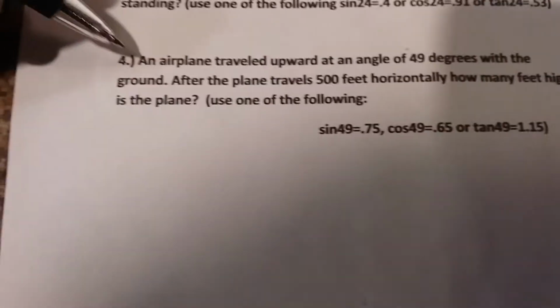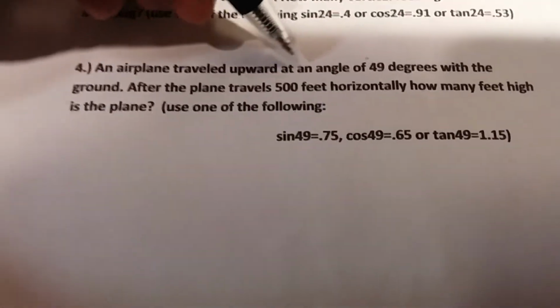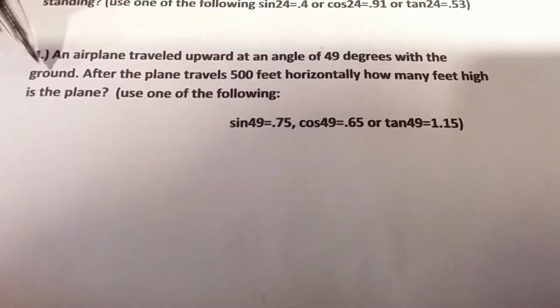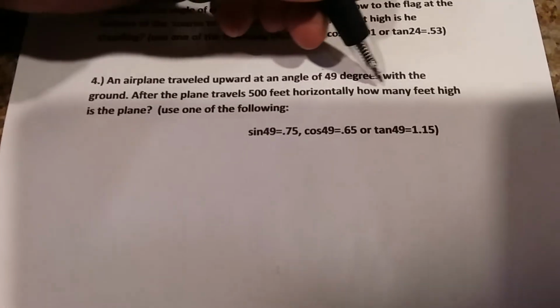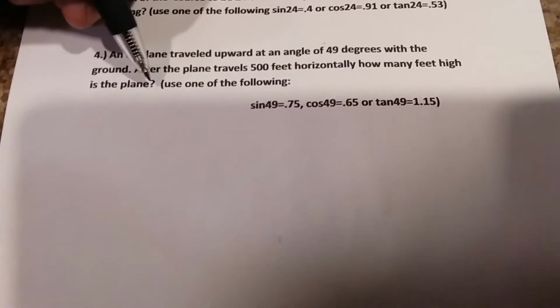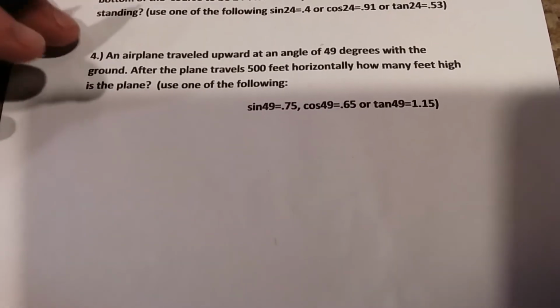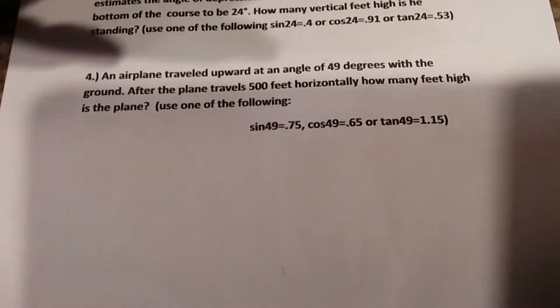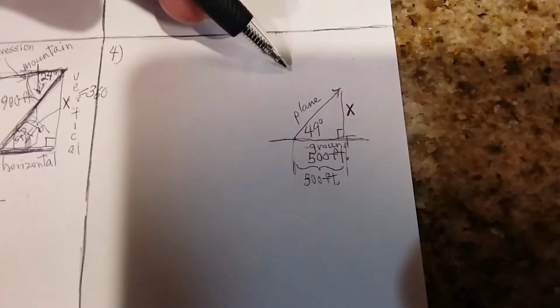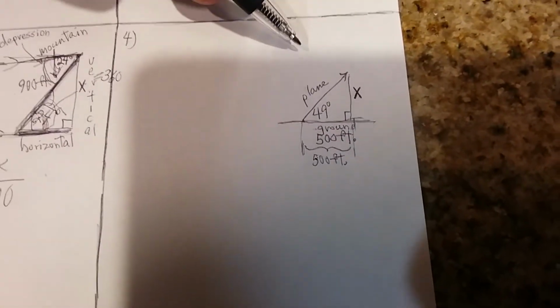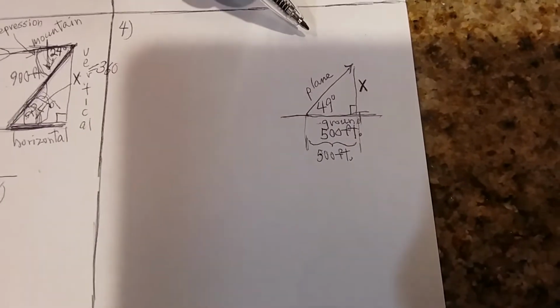Okay, now let's go to problem number 4. It says an airplane traveled upward at an angle of 49 degrees with the ground. After the plane travels 500 feet horizontally, how many feet high is the plane? Okay, now this one sounds confusing, but if you come over here, I'll show you the diagram and I'll explain it. The airplane is traveling upward at an angle of 49 degrees.